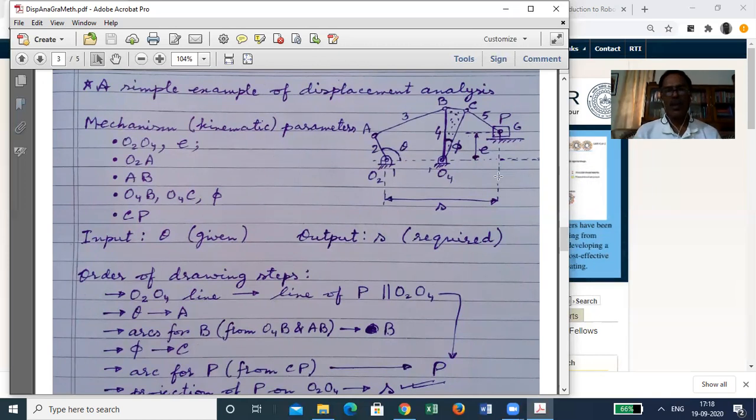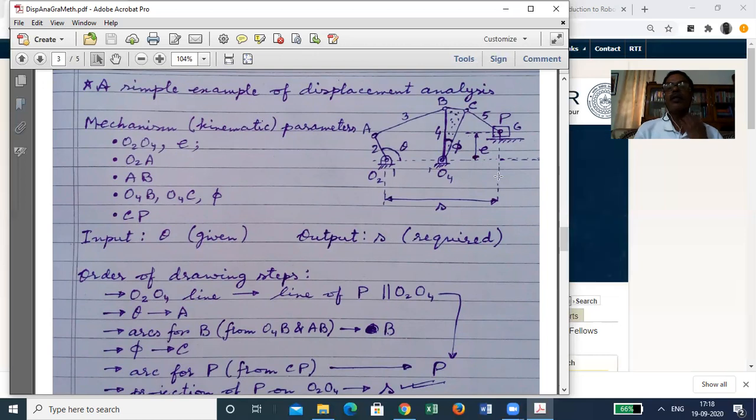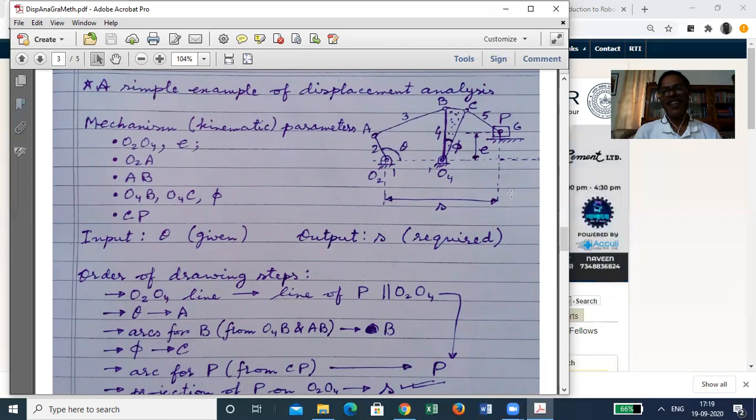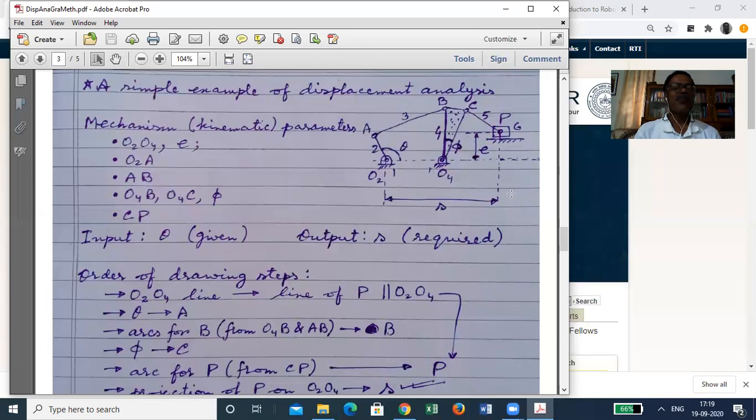That is how the question is posed. Now you basically don't need this angle O2AB. You don't need the angle ABC. You don't need this angle. But as it happens, the process to determine S on the way determines these things also, because in the graphical analysis you will end up putting one link after the other, complete the configuration, and then draw your conclusions.